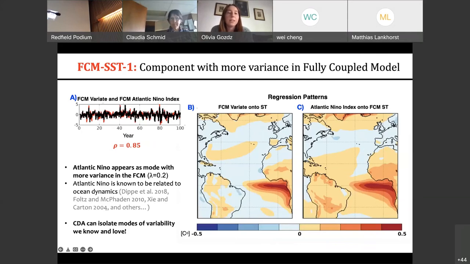And here, same deal as the AMV, we have the Atlantic Niño index overplotted with our fully coupled model SST variate. And there's also a high correlation. So it's pretty convincing that this mode is actually the Atlantic Niño. And this is really reassuring because the Atlantic Niño is a mode that's known to be related to ocean dynamics. CDA is given no information about what patterns to look for, or temporal information, anything like that. It's just given the raw SST fields. So the fact that the Atlantic Niño comes out as the leading mode with more variance in the fully coupled model is pretty promising and tells us that CDA is able to isolate modes that we know and love without having any preconceived information about those modes.